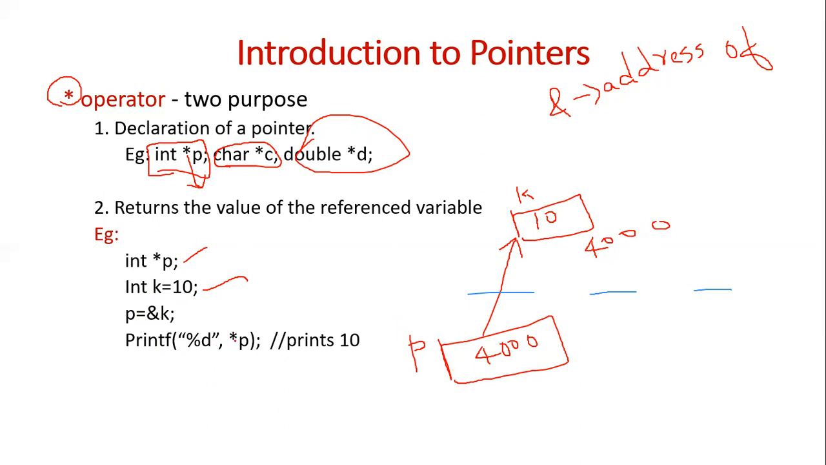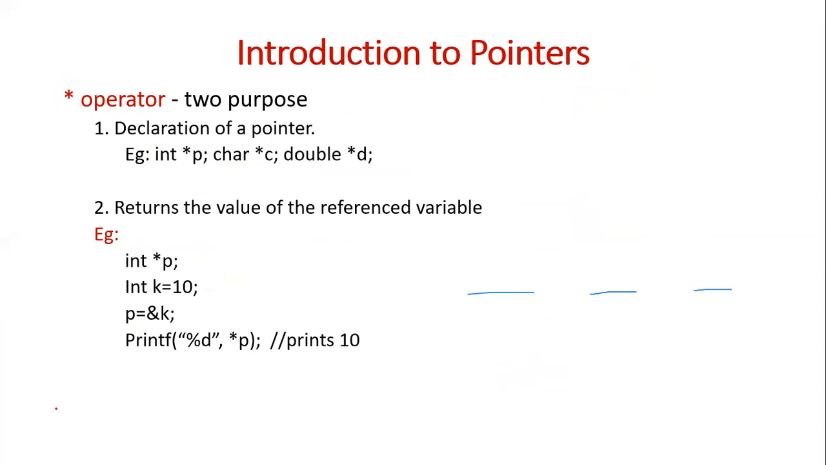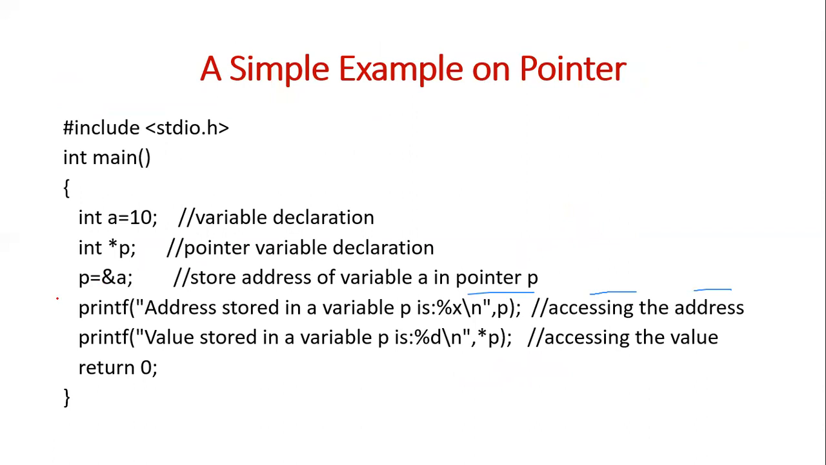Now printf of percentage d, star p. Star p means what? Value at this address. So value at 4000 is what? 10. So that will be printed. Okay. So this is how it works, right? Fine. So here is an example program.